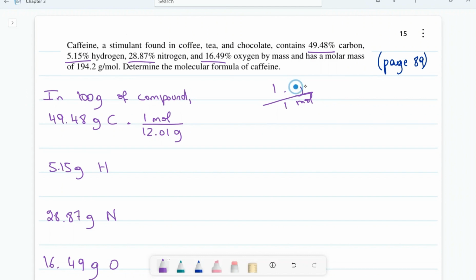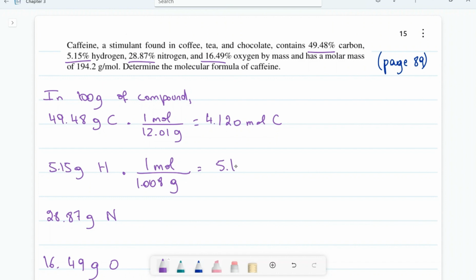So this is what we get. 49.48 grams of carbon times 1 mole divided by 12.01 grams. This is 4.120 moles of carbon. 5.15 grams of hydrogen, we multiply this by 1 mole divided by 1.008 grams. This is 5.11 moles of hydrogen.